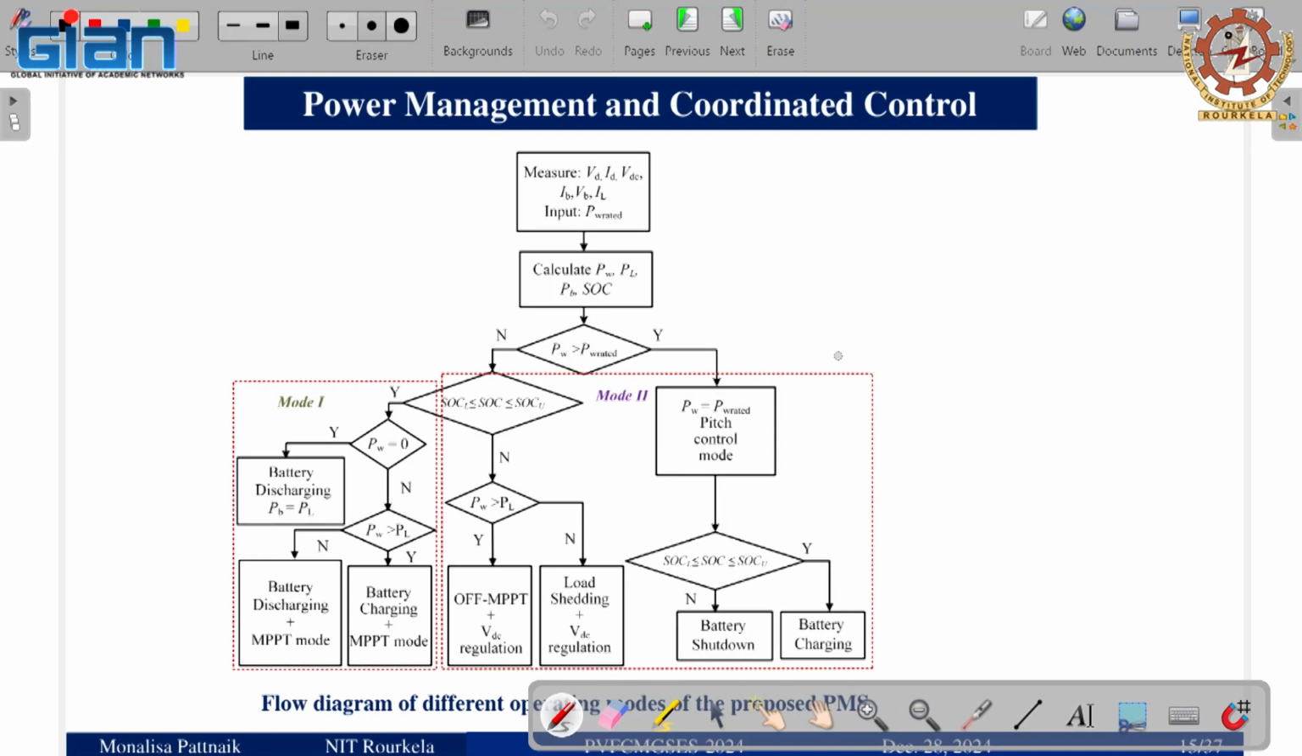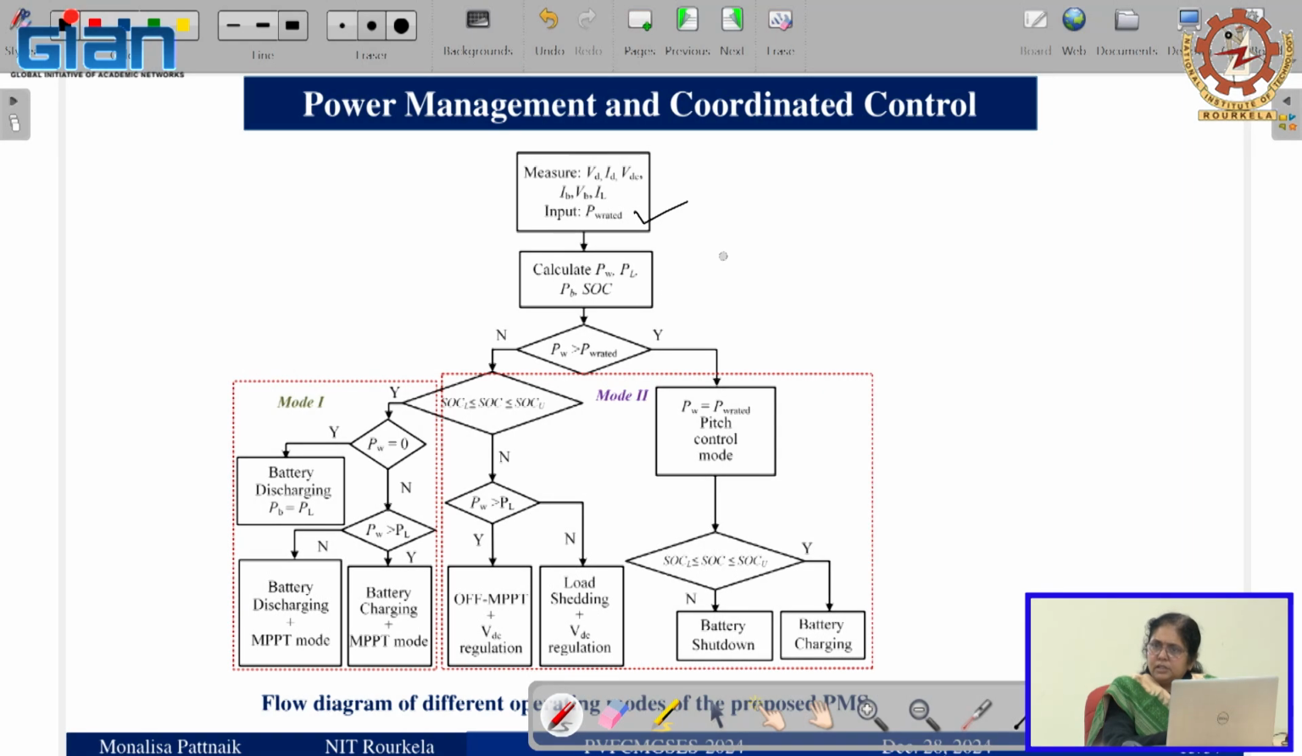This is the power management scheme we have developed, which I'll explain in terms of the flow chart. We are measuring the voltage and current of all the subsystems, the wind and battery system. Then we calculate all the power: the load power requirement, the wind power, and how much the battery is taking, or the available battery power. First we check whether the wind power is greater than the rated power of the wind system.